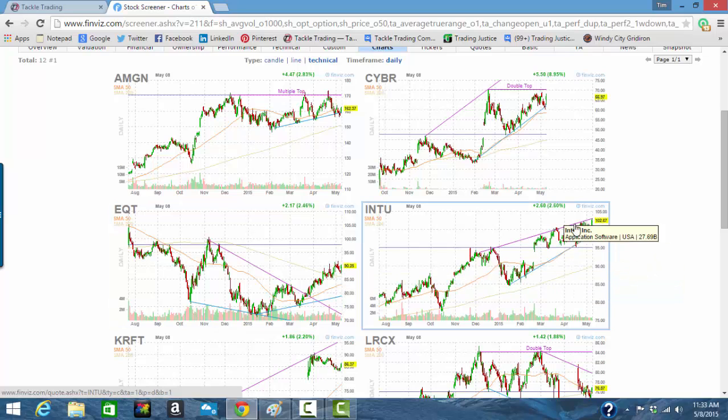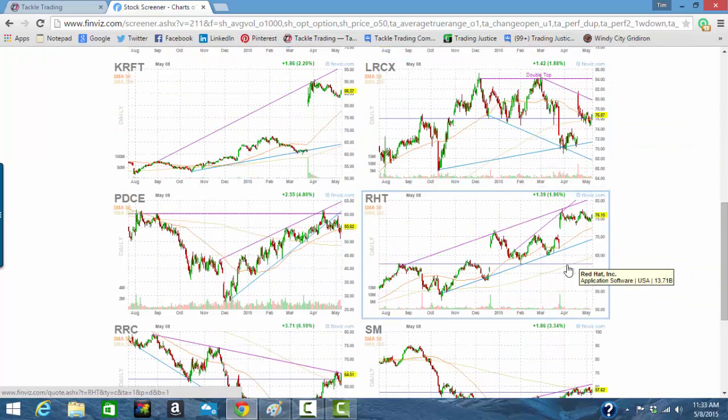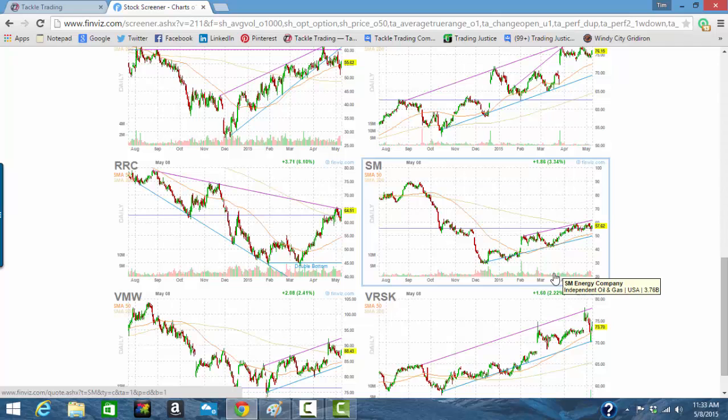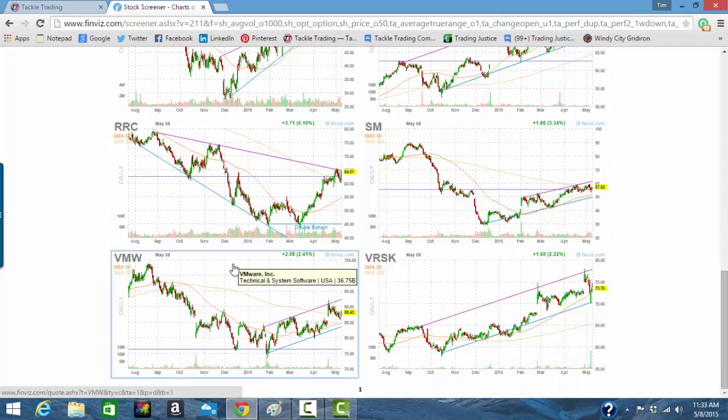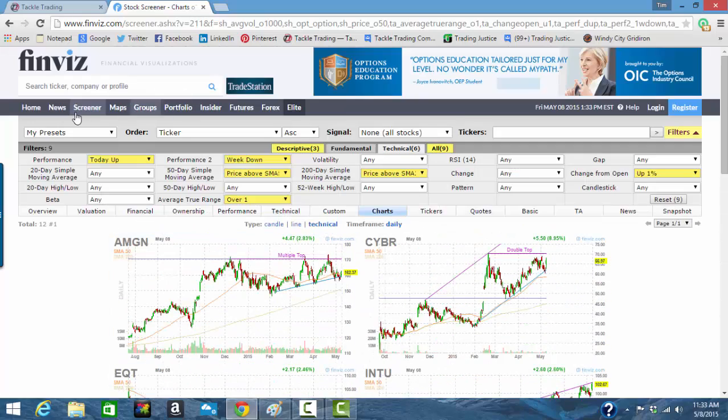INTU, same thing. See, if you can filter the right way, you can find patterns that are tradable. And by the way, there's 12 companies on this list. I don't have to trade all 12. Maybe I get it to where I just find one or two. That's a successful scan. Now let's go back and let's reset the screener.